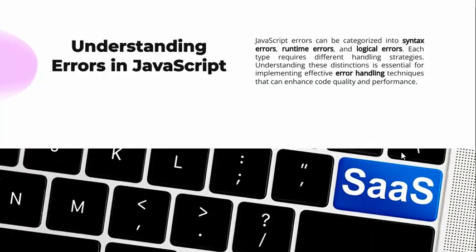First we need to understand what errors are in JavaScript. They can be categorized into syntax errors, runtime errors, and logical errors. You may have heard about syntax, runtime, and logical errors. We'll discuss them in the upcoming slides. Each type requires different handling strategies. Understanding these distinctions is essential for implementing effective error handling techniques that can enhance code quality and performance.